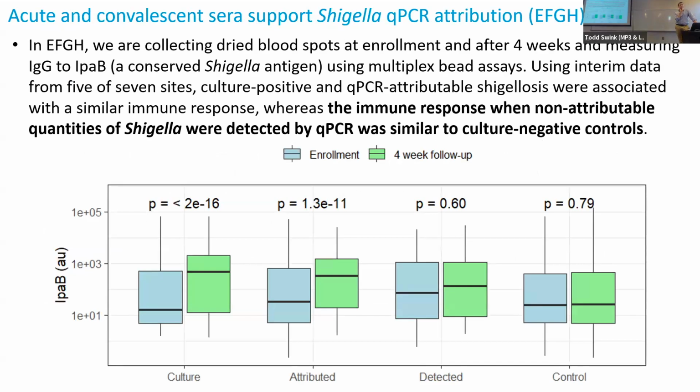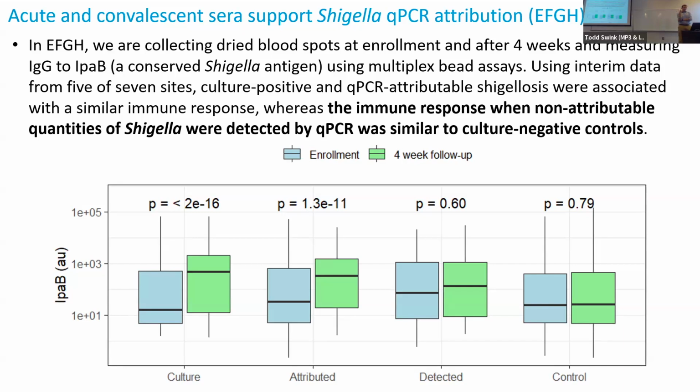Another thing we did is collect dried blood spots from children. This is in the EFGH study, which is similar to GEMS, a facility-based study. We got very small pinprick blood samples from children when they presented with diarrhea and 4 weeks later. We then measured the change in IgG to IpaB, which is a conserved Shigella antigen, and we used a Luminex multiplex bead assay for doing this.